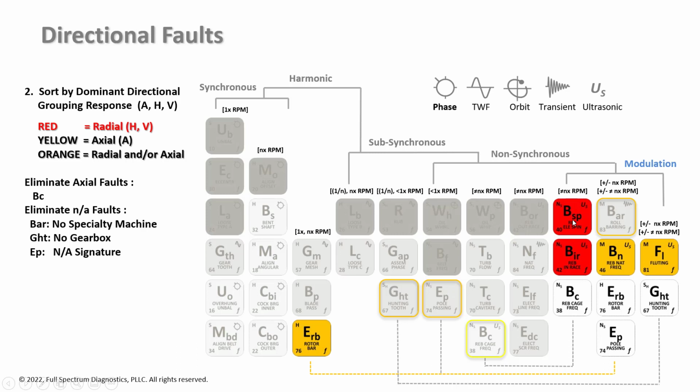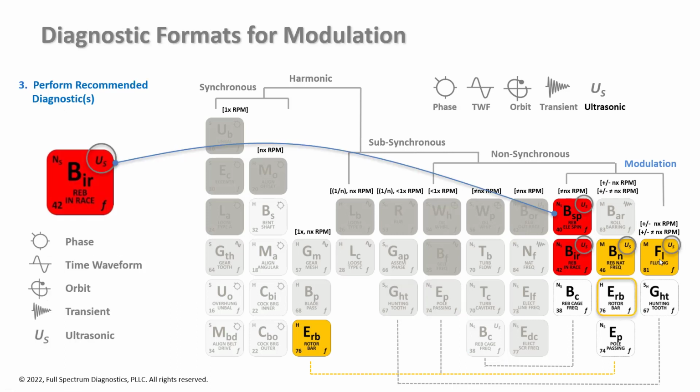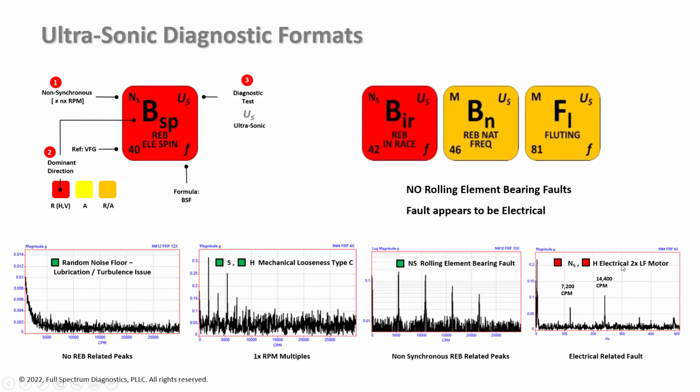We have ball spin, inner race defects, bearing natural frequency, and fluting. Okay, so we can take a peek at what each one of those faults is asking us for. So let's do the ultrasonic, because that's pretty much all the faults, and if we get rid of all those, we know what our root cause is. So we're going to look at the ultrasonics for these 4 bearing conditions.